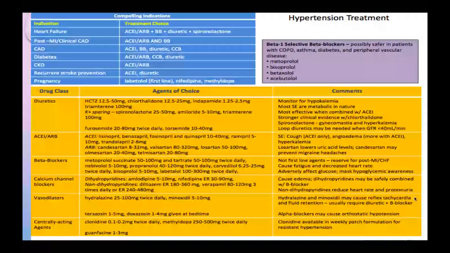So this slide shows some of the special considerations. For example, in pregnancy, do not use any ACE inhibitors. More commonly used would be methyldopa as first line here, and then nifedipine. And in the other cases with the diabetics, ACE inhibitor, ARB, a calcium channel blocker, and a diuretic.